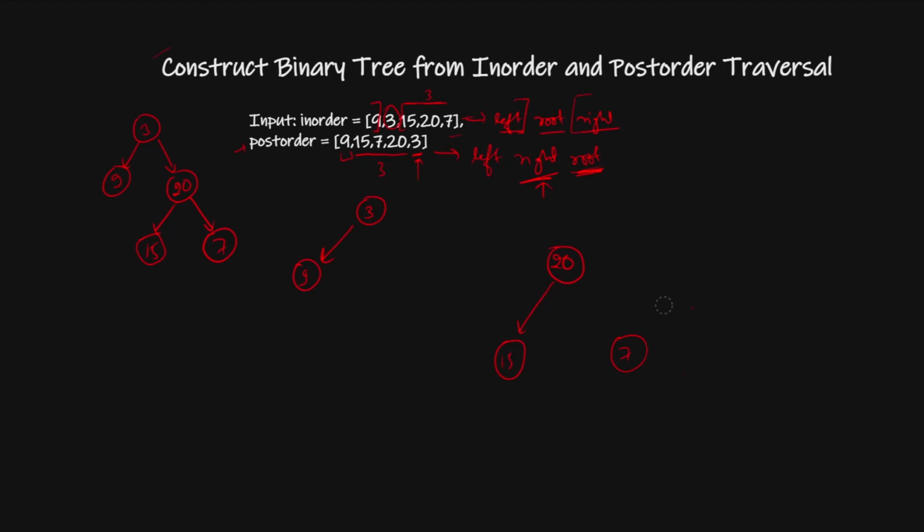So I will create this. Now whatever comes from here, I will return this 20. So this 20 will become my right child. So you can see this is how I will create my binary tree using this Inorder and Postorder Traversal. So you can see that this is same. So now let's check out the code and analyze the time and space complexity.